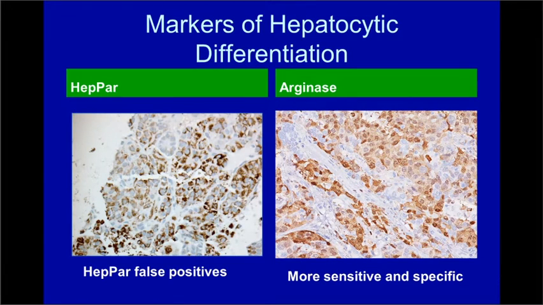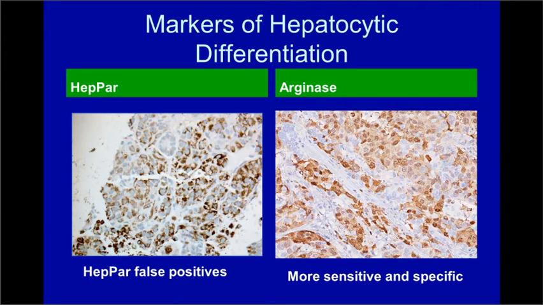More commonly, I think today we rely more on markers of hepatocytic differentiation to include HepPAR and arginase. They're both very useful. Arginase is considered to be more sensitive and specific. The HepPAR tends to be lost in poorly differentiated hepatocellular carcinomas. The other problem with HepPAR is that other malignancies may also express it.